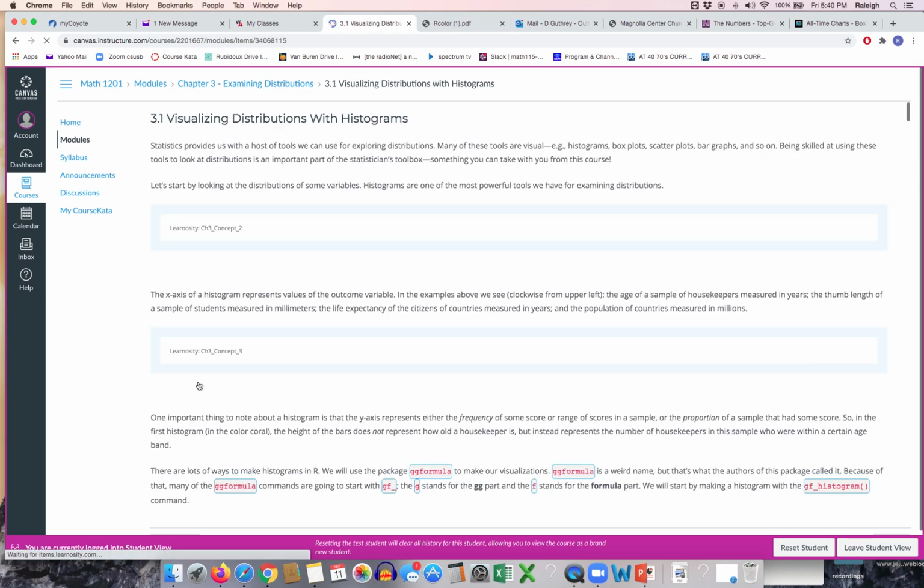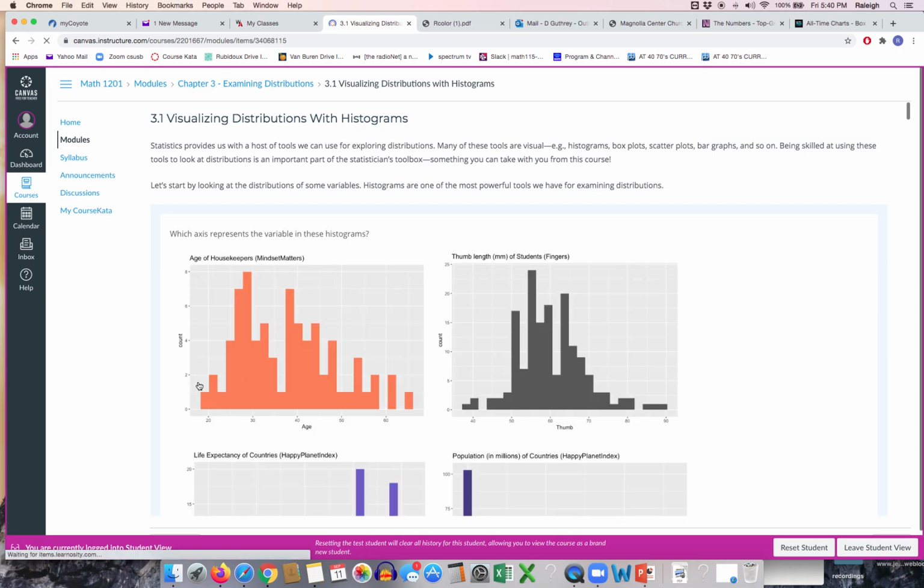Visualizing distributions with histograms. They're like special bar charts. There's a host of tools in statistics that we can use for exploring distributions. Many of these are visual pictures. A picture's worth 1,000 words, as they say. We've got histograms like these, box plots, and other types of graphs that we'll talk about.